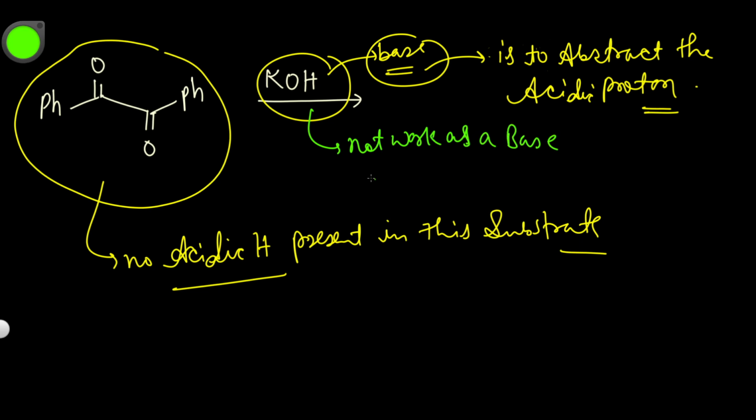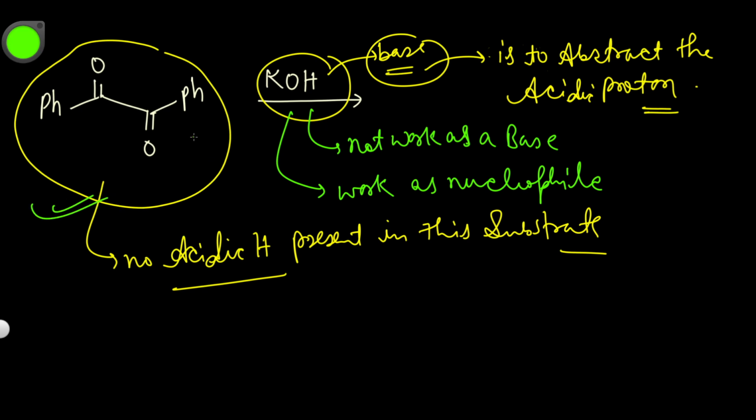So how will it work? The OH minus will work as a nucleophile. Because there is no acidic H in this substrate for the base to take as a proton, due to the absence of acidic H, this OH minus will work as a nucleophile in this reaction. Okay, so this is clear.